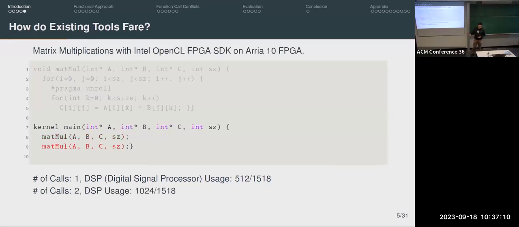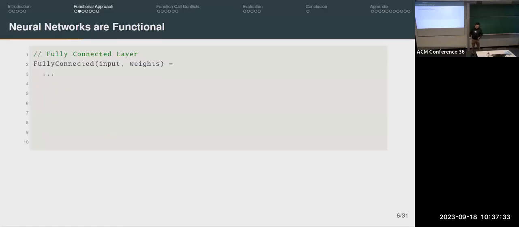You can see the number of DSPs doubles, so it looks like the tool does not handle sharing automatically. And if we call the function 3 times, then we have trouble because there are not enough resources. So this is the motivation. We want to somehow solve this problem with a functional approach. And you might wonder why we want to choose functional. Because neural networks are functional.